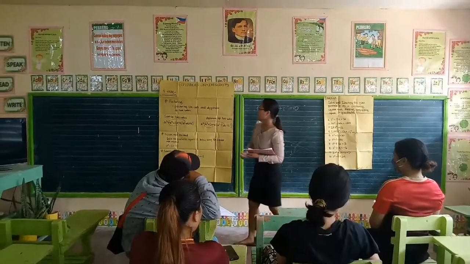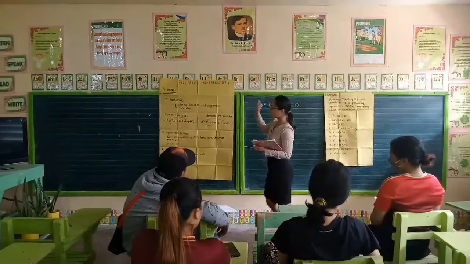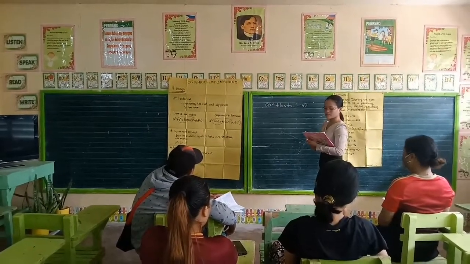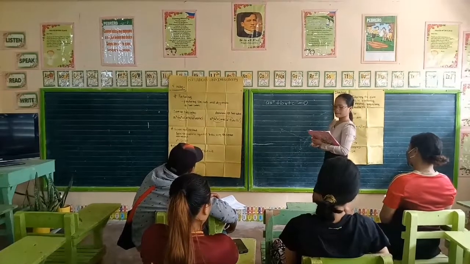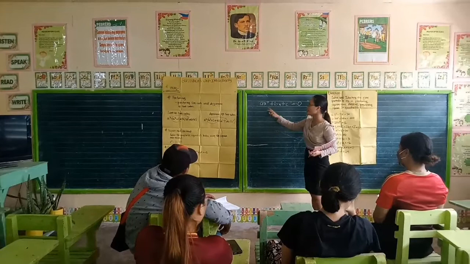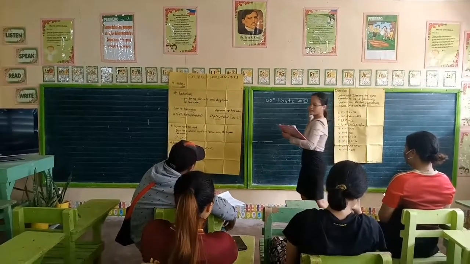So, the fourth way in solving equations and inequalities is the quadratic formula. How to solve a quadratic equation using the quadratic formula. So, ano yung quadratic formula? Diba, yung liwan na ito sa una na ax squared plus bx plus c equals 0.